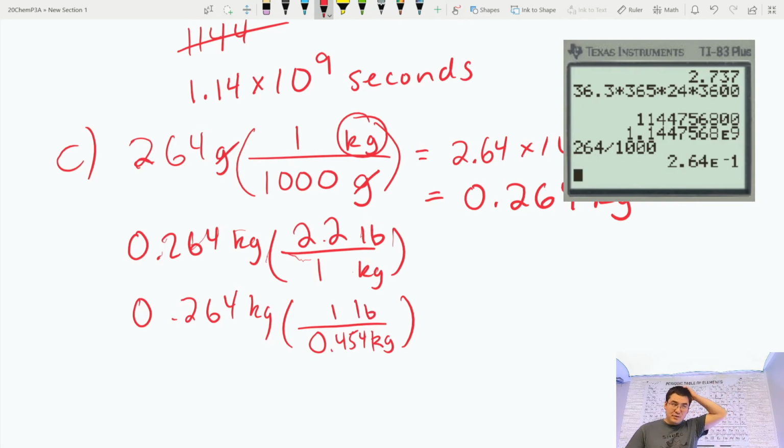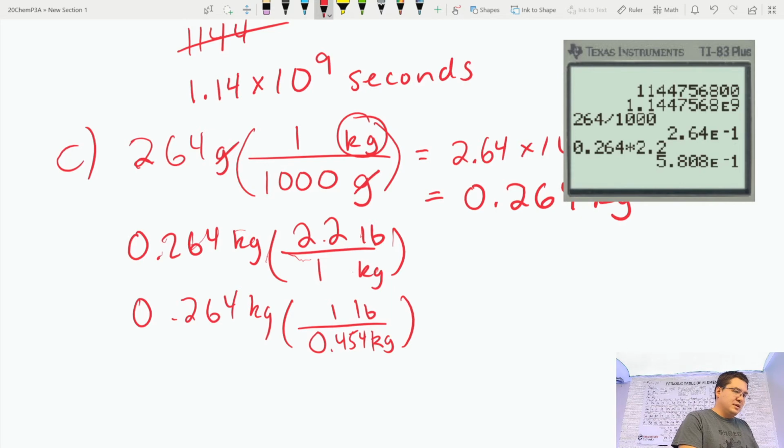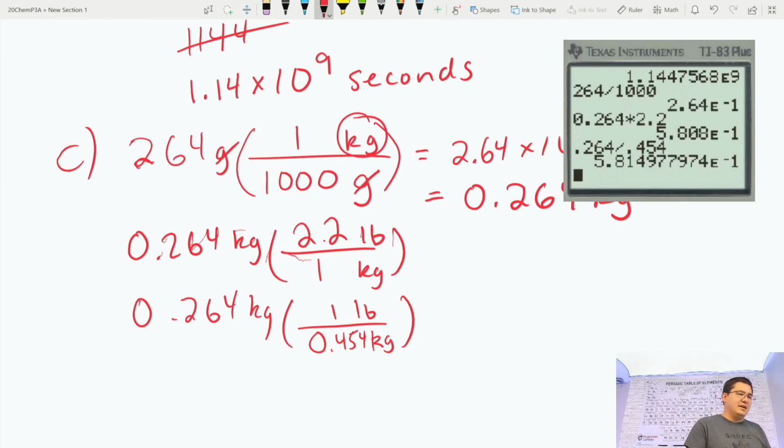I could do it this way. Both of those will result in the same answer. So we could try 0.264 times 2.2, or I could try 0.264 divided by 0.454. And they end up being the same. I had rounded them differently.